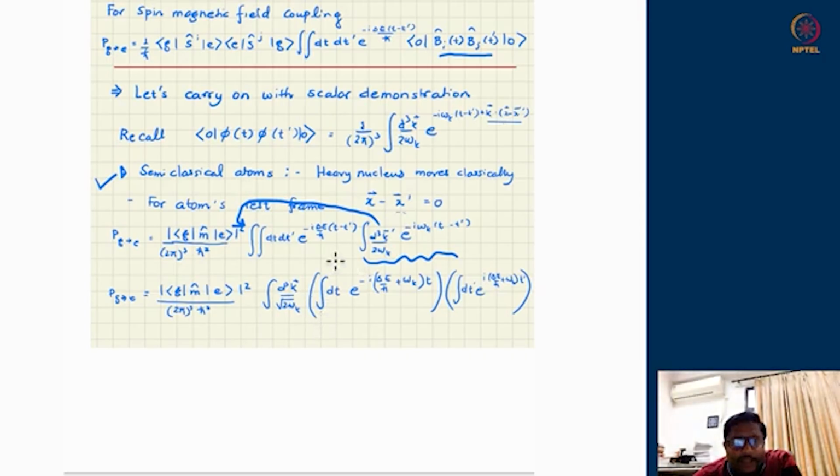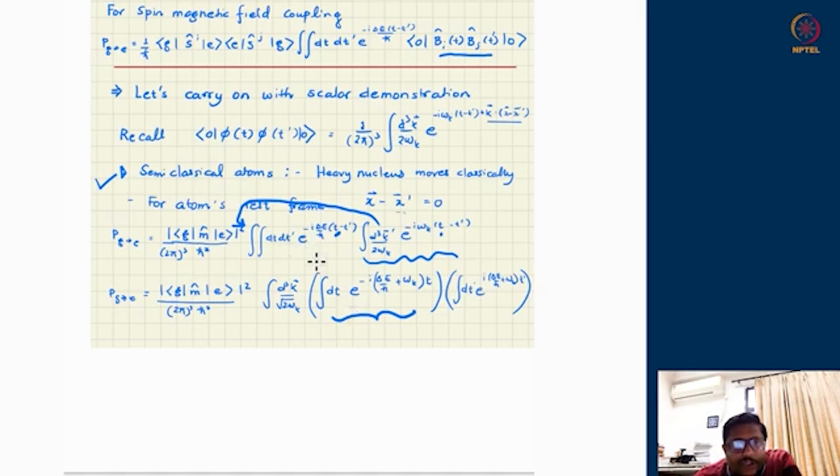T dependency comes through in the exponent of the first exponential as well as in the second exponential over here. So I can collect these together. You will get overall exponential minus i, and then delta E upon h bar from the first exponential and omega_k from the second exponential. So this becomes the integral of dt, where all the t dependency comes over here. So that integration we need to do.